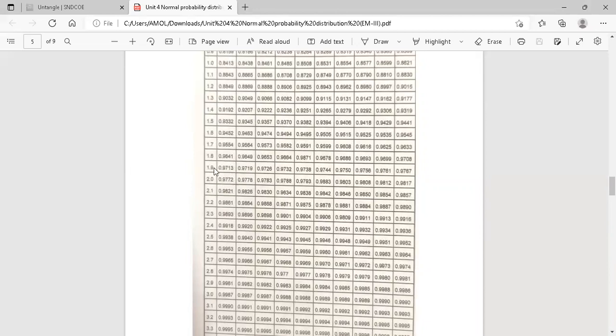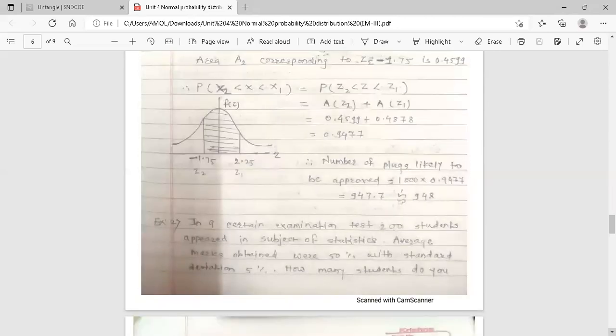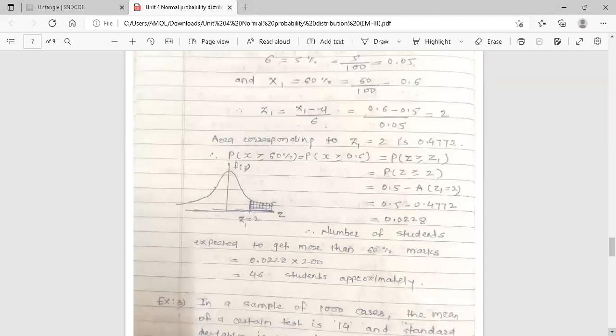This is the area. You subtract 0.5 from this 0.9772. Every time you subtract 0.5 from every value, because it is from the table. So subtract 0.5 from 0.9772, and then you will get the area corresponding to z1 equal to 2, which is 0.4772. So you put here the value of the area of z1.